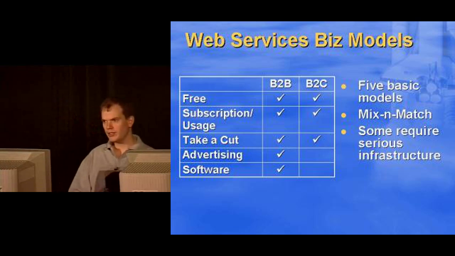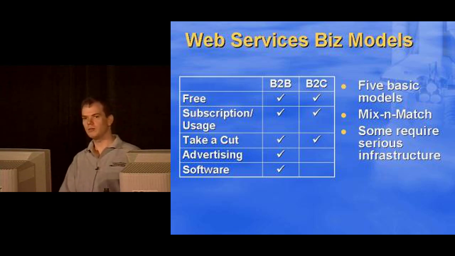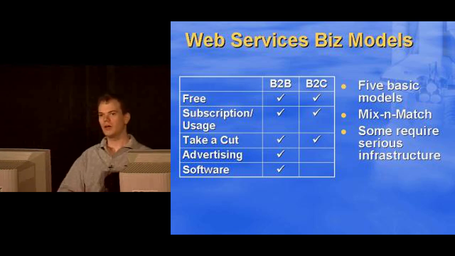The last model I see is what I call the software model. This is the one-time fee model. You know, I buy your software and I get the service for free. I buy your cable box and I get a year of cable. I get cable for free. Wouldn't that be nice?